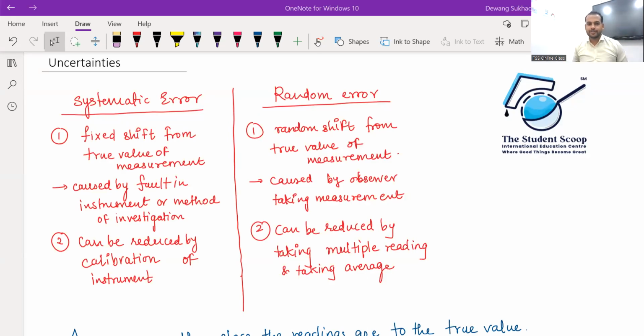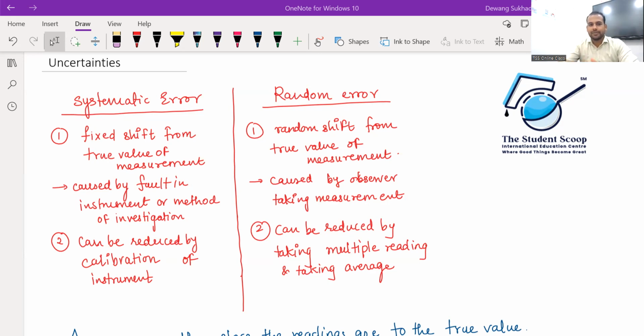This is the graph of the student school. We are going to cover uncertainty in this video. So, what is uncertainty? What are the different types of it, and how do we calculate it in different scenarios? We are going to cover all this in one video. So, let's start with what is uncertainty and errors.